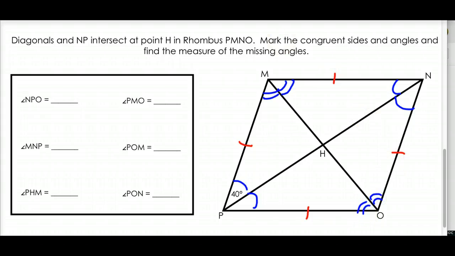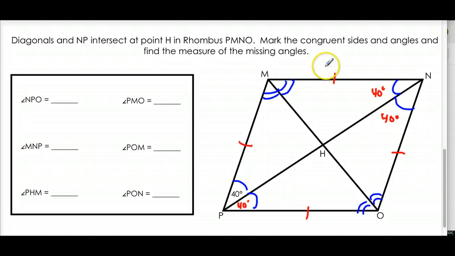Because these opposite angles are congruent. Now let's just start filling in. So if this is 40 degrees, we know this is also 40 degrees. And we know this is 40 degrees. And we know this is 40 degrees. Now how are we going to find this angle over here?